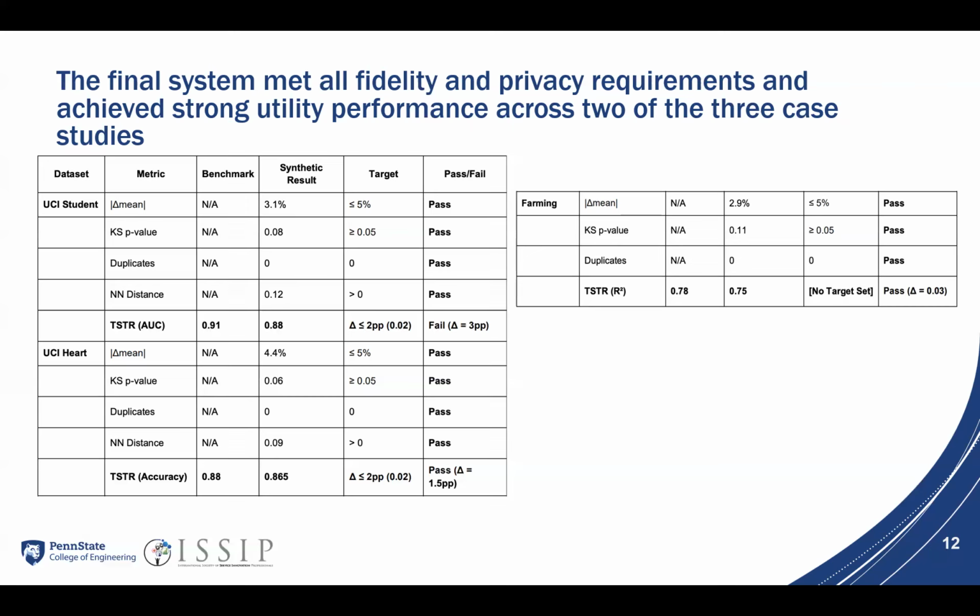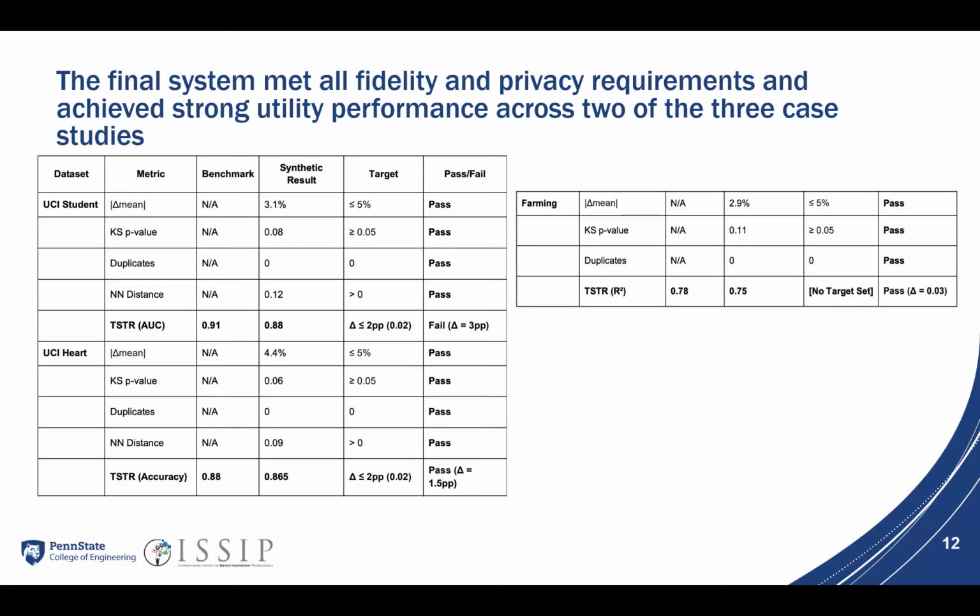needed for decision making. On the farming data set, we also passed utility with the R squared score decreasing only marginally from 0.78 to 0.75. That is a 0.03 difference, which is negligible for a regression task.